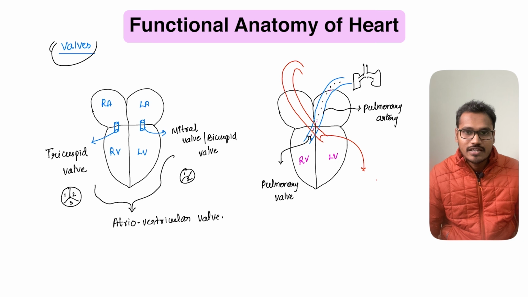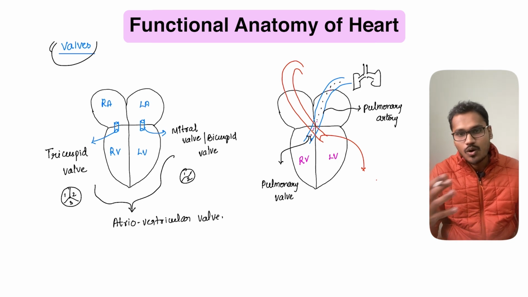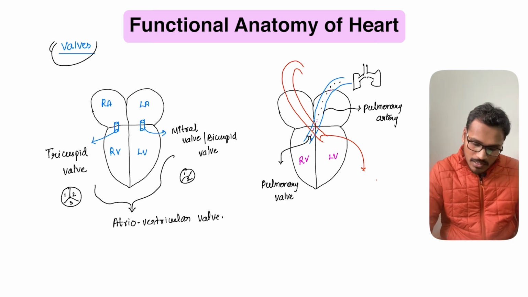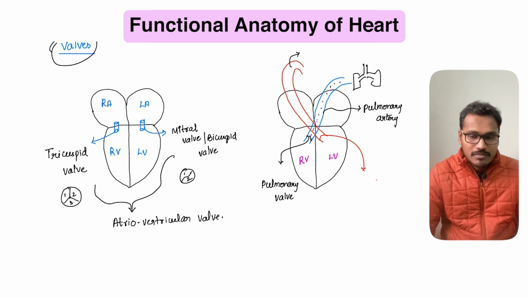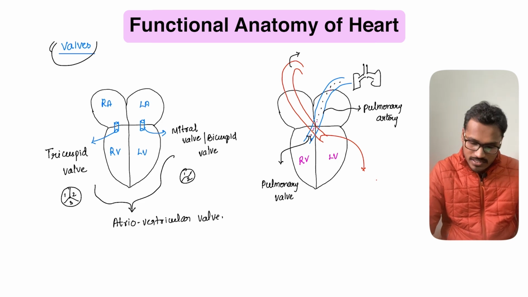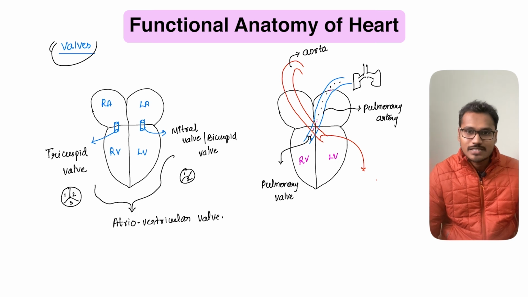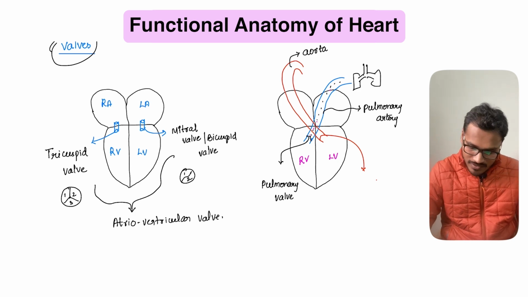And from the left ventricle, the blood supply goes to all the organs. There is one major artery going from the left ventricle and supplying all the organs. That is nothing but the aorta. So what is the valve? It is pretty simple. It is the aortic valve. So this valve is called the aortic valve.